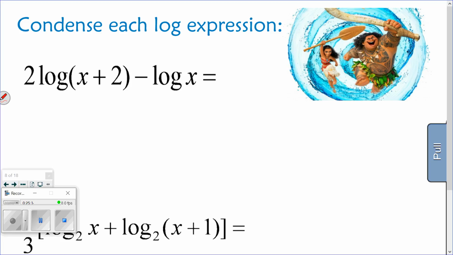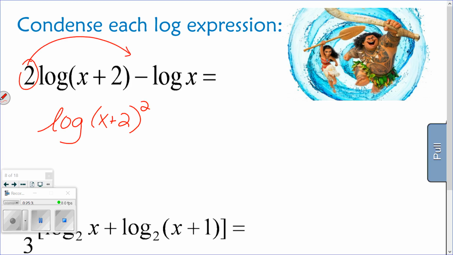All right, guys. So 2 log of x plus 2 minus log of x. So do you have any exponents? Yes, you have this 2 that will come back in there. So you'll write this as log x plus 2 squared, right? The number in front comes back as an exponent. That means divide by x. Can I simplify that at all? Can I cancel these x's? No, this one's connected with addition. I can't touch that.